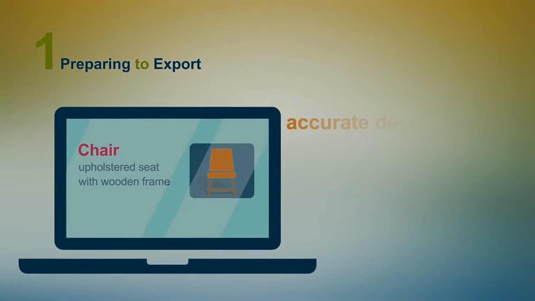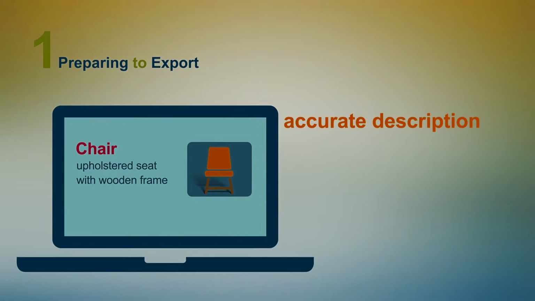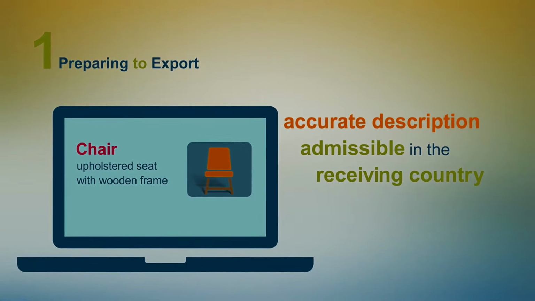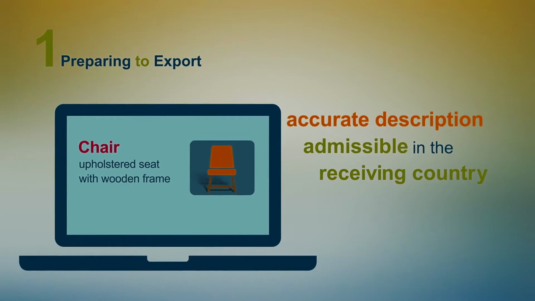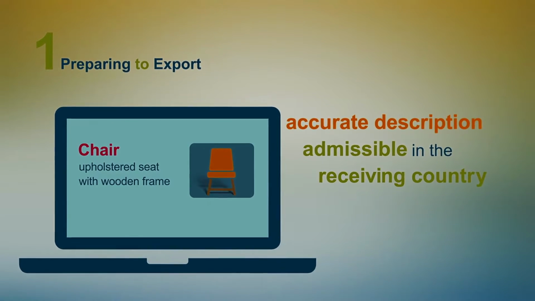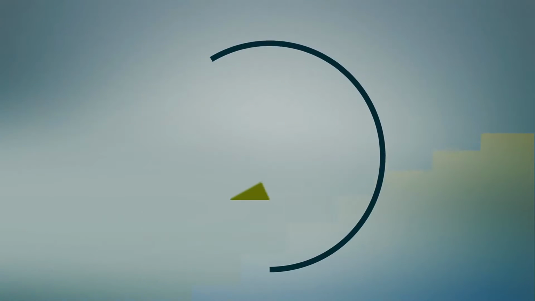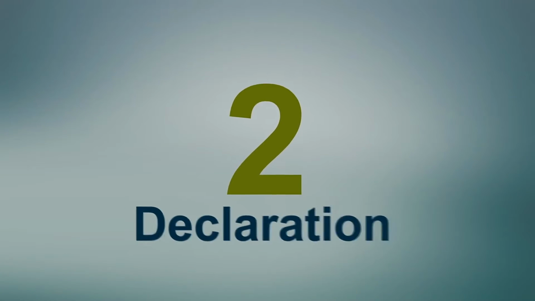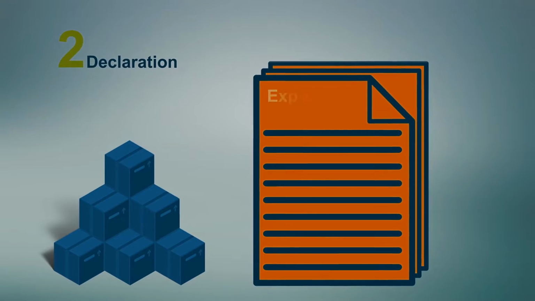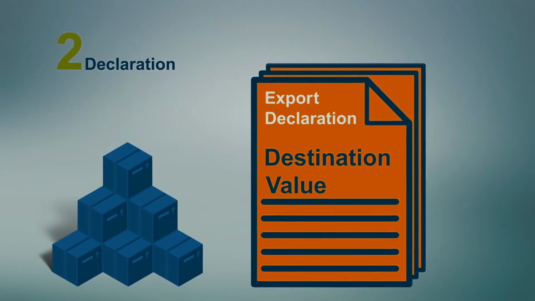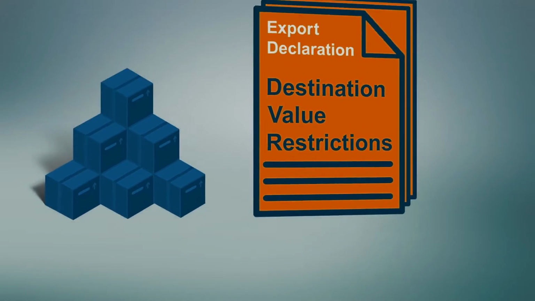You must have an accurate description of the goods you wish to export and must determine if they are admissible in the receiving country or if they are permitted to be exported from Canada. Permits, licenses, or certificates may be required. 2. Determine whether the goods need to be declared on an export declaration by considering their destination, their value, and if the goods are restricted.